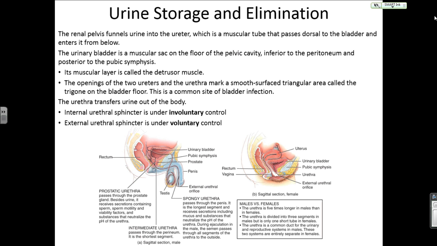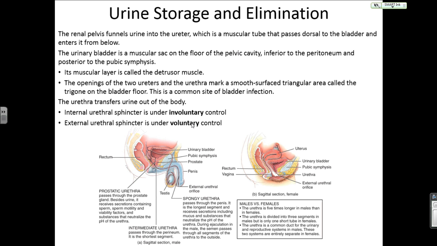We have an internal and an external, very similar to how we had an internal and external anal sphincter. What's even nicer is that it's the same thing. The internal is involuntary, external is voluntary. And it has everything to do with the type of muscle. The internal is made up of smooth muscle, whereas the external is made up of skeletal muscle. The same thing was seen in our anal sphincter situation. Internal was involuntary there, external was voluntary there. Same thing exists. Now, anatomically, the urethra is very different between men and women for a variety of reasons.